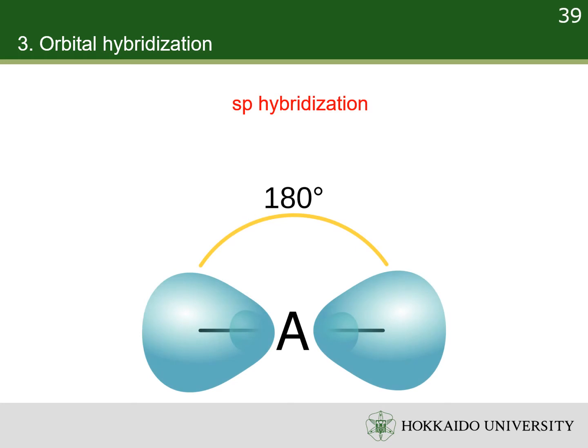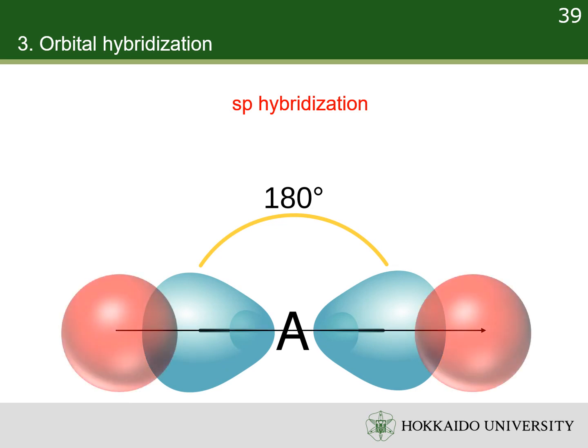The shapes of the sp hybridized orbitals can be illustrated together by a schematic representation. Their symmetric axes are in a straight line. Each sp hybridized orbital can form a sigma bond with another atom. All 3 atoms are in a line.